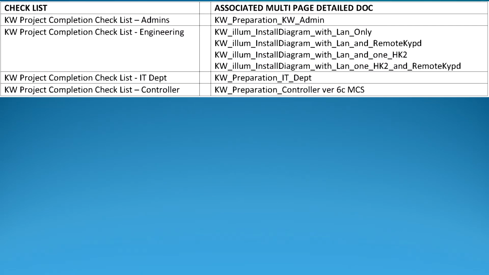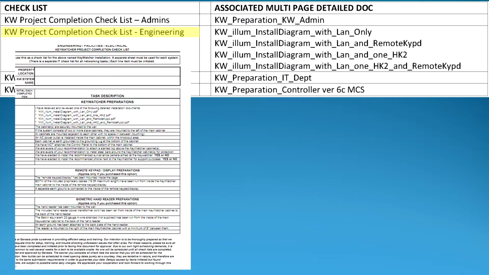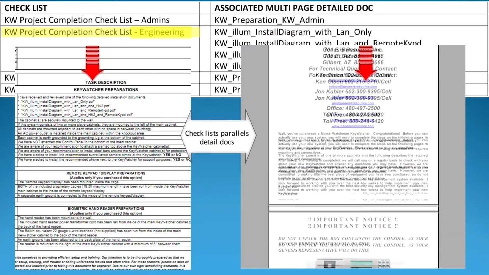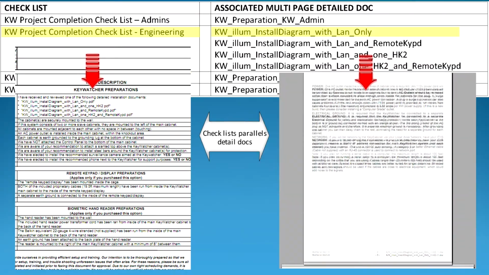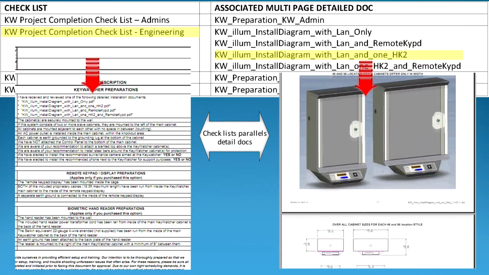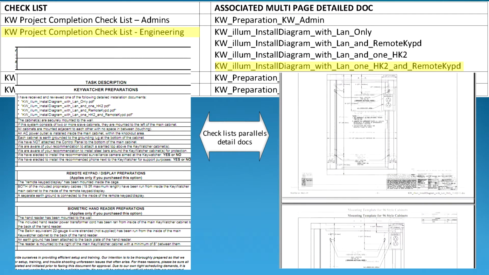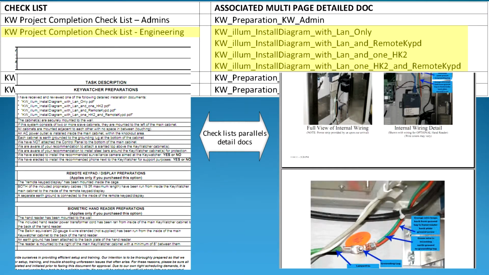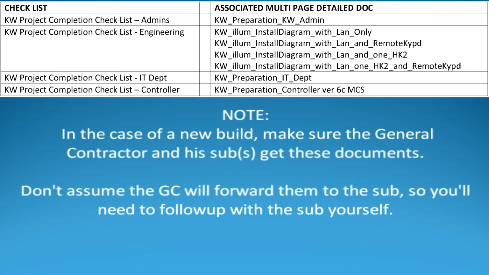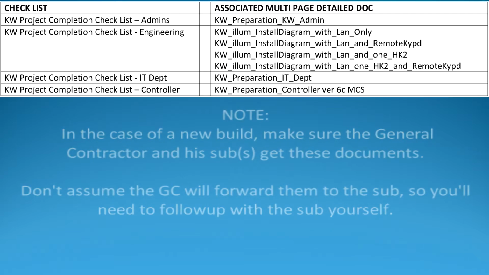Another example is the KW Project Completion Checklist-Engineering that has a detailed document over a dozen pages long, again paralleling its checklist. As you can see in the chart, there is a possibility of 4 different detailed documents for this particular checklist. You will have only received one of these, which will be determined by your particular system's configuration. If this is a new build, then most likely your engineering/facilities department will not be installing the cabinets, but instead it will be the contractor. Therefore, make sure the contractor gets these applicable documents.